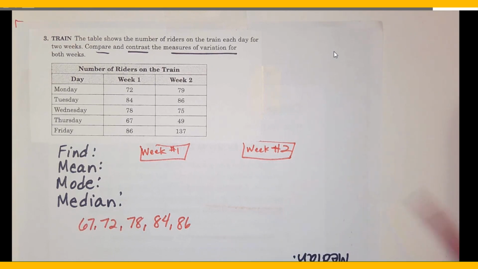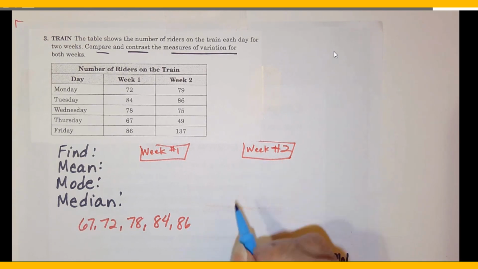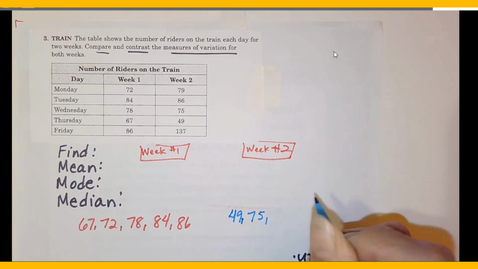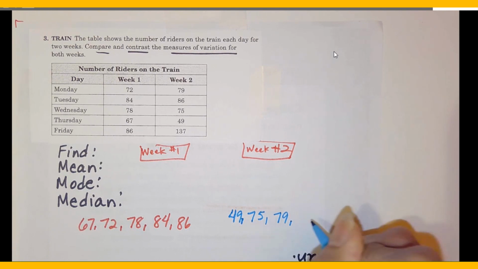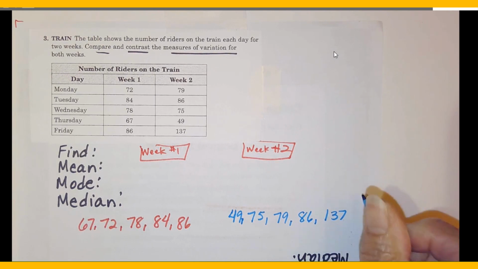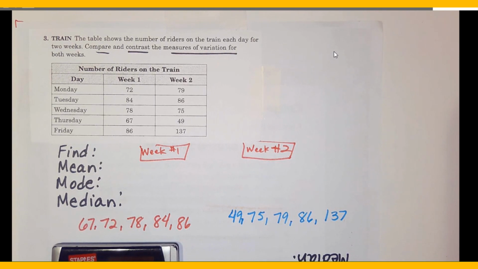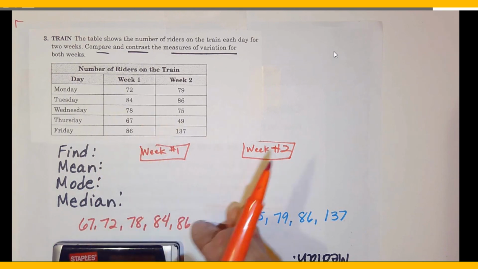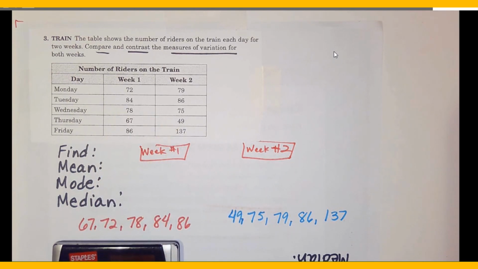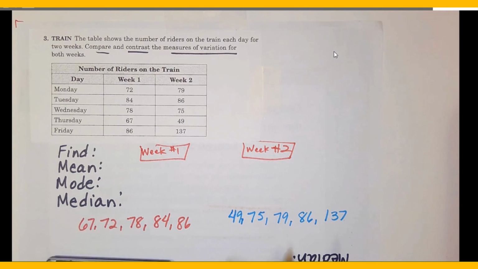And over here on week 2, let me put a different color here. Week 2, we have 49, 75, 79, 86, and 137. So let's go ahead and total all of these to find our mean. 67 plus 72 plus 78 plus 84 plus 86 equals, and we have 1, 2, 3, 4, 5 pieces of data, is 77.40.